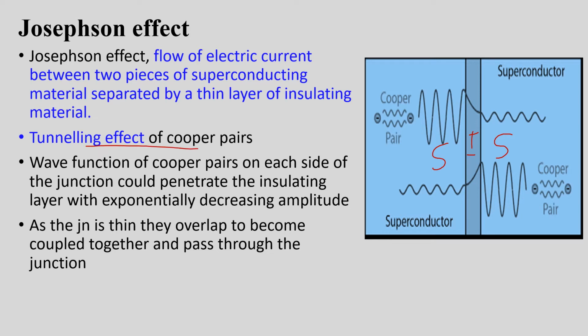Wave function of Cooper pair on each side of the junction could penetrate the thin insulating layer, with exponentially decreasing amplitude. As the junction is very thin, they overlap and couple together and pass through the junction. There are two types of Josephson effect, AC Josephson effect and DC Josephson effect.